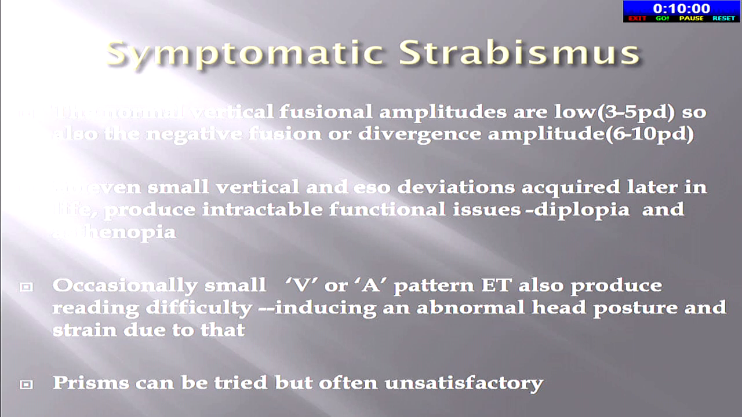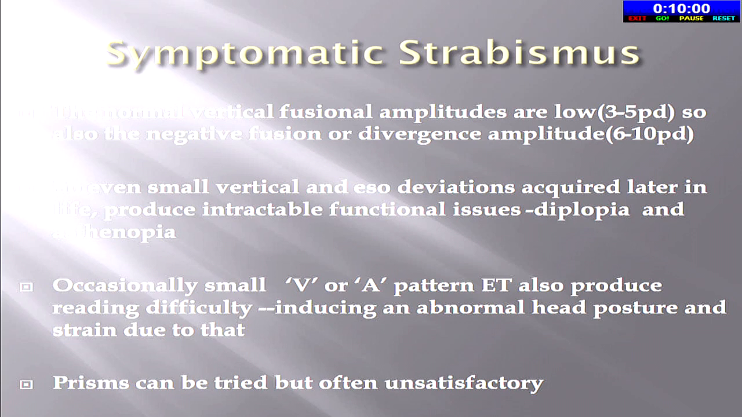Symptomatic strabismus. The normal vertical fusion amplitudes are very low, about 3 to 5 prisms, and so also the negative fusion or divergence amplitude, as you have seen, is about 6 to 10, less than 10 prisms. So even a very small vertical or eso deviation acquired later in life produces intractable functional issues of diplopia and asthenopia. Sometimes after surgery for strabismus, a large angle strabismus correction is done, muscle surgery is done, and we leave behind a very small angle strabismus.